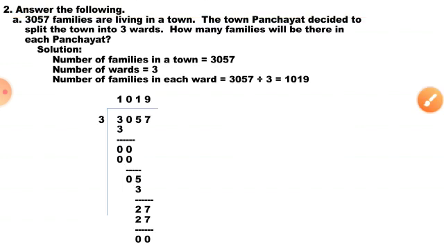Let's see some real life examples. First sum: 3057 families are living in a town. The town panchayat decided to split the town into 3 wards. How many families will be there in each ward? Let's write the solution for this.